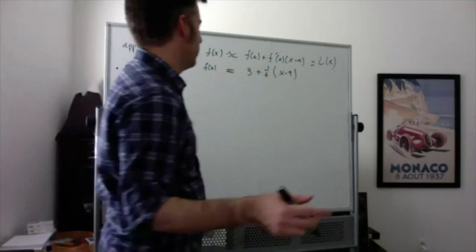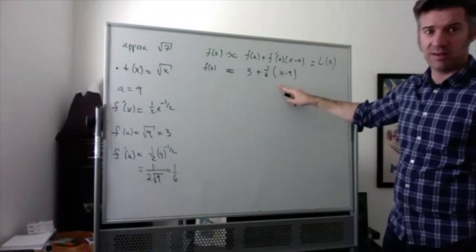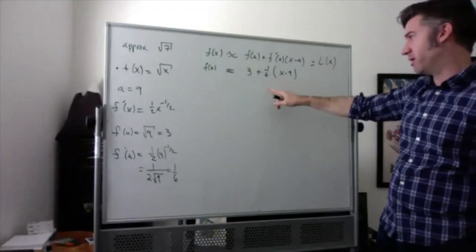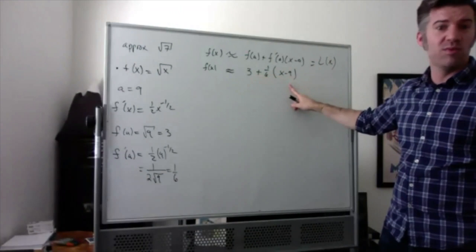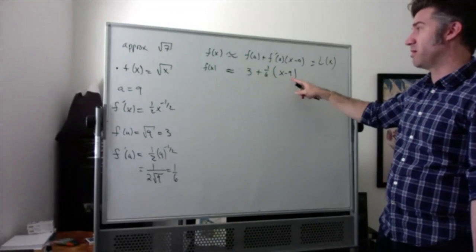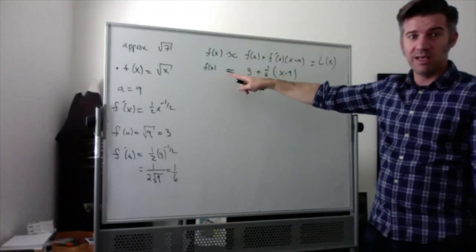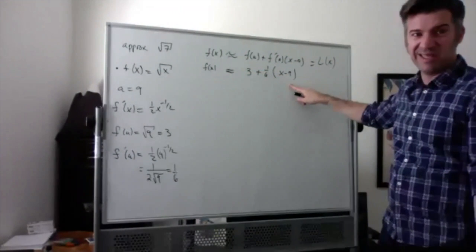Also, I do want to point out, you really don't want to simplify this. Like you can multiply the 1/6 through and add the 3 and the 1/6 times negative 9. We don't want to do that. Because the idea is that when we approximate whatever we're approximating, it's going to be easier to simplify this if we leave this as is.